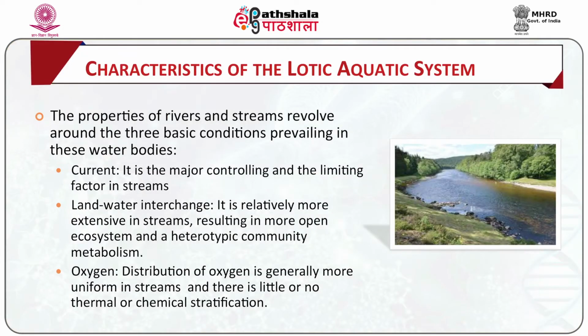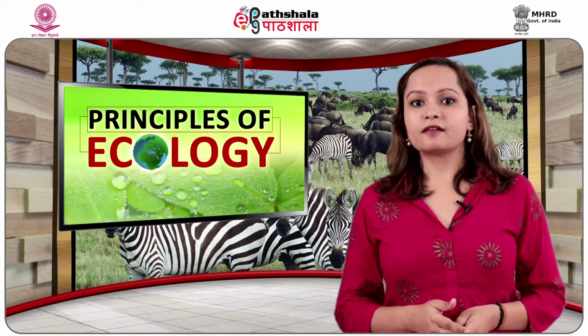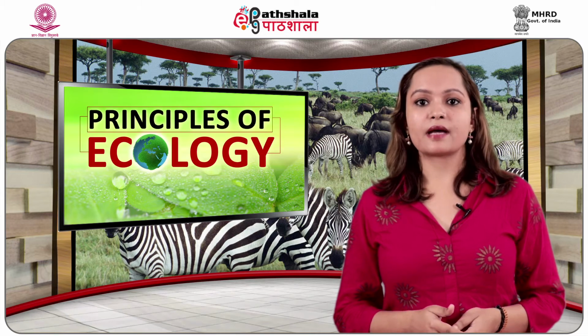The properties of the river and stream revolve around the three basic conditions prevailing in these water bodies. Number 1, current. It is the major controlling and limiting factor in the stream. Number 2, land water interchange. It is relatively more extensive in streams, resulting in a more open ecosystem and a heterotrophic community metabolism. Number 3, oxygen distribution. Oxygen is generally more uniform in streams and there is little or no thermal chemical stratification. These conditions influence the properties of the lotic system and its community.